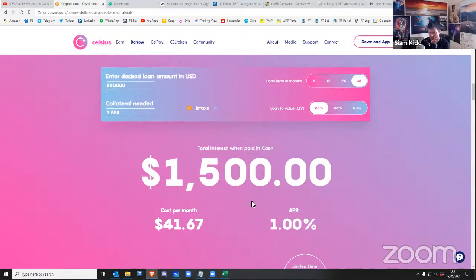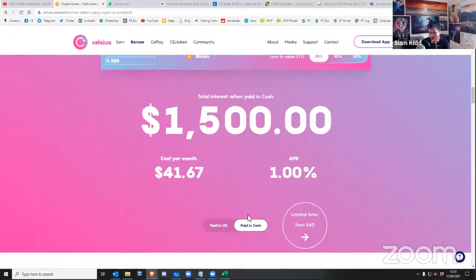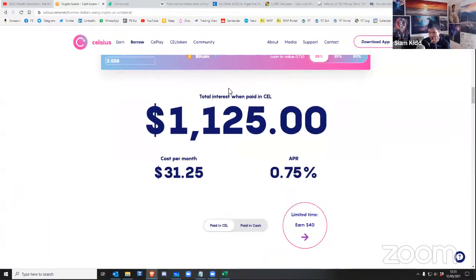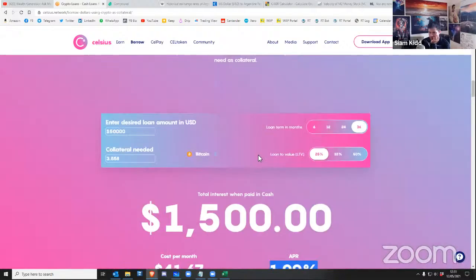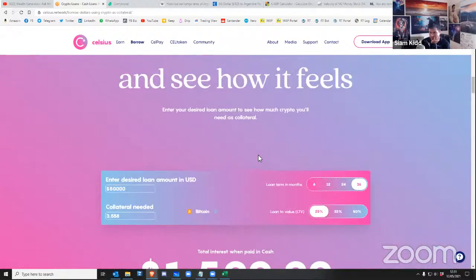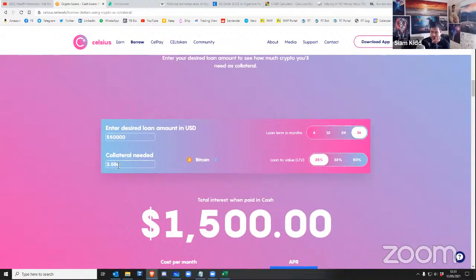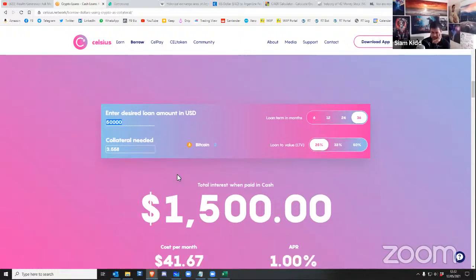Already, that's a pretty good deal. And it's even less if you pay in Celsius coin. I need to look into that. 1% doesn't seem right. But still. Yeah, so as I said, you plonk 3.5 Bitcoin in, borrow $50,000, and then hell, use that $50,000 to buy more Bitcoin. And then you've got this loan that's going to pay itself off. Or spend 20 grand and then put 30 grand into Bitcoin.